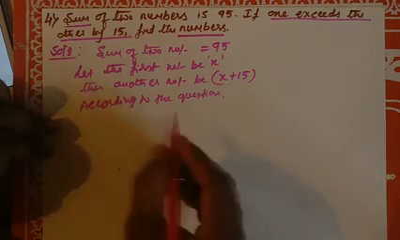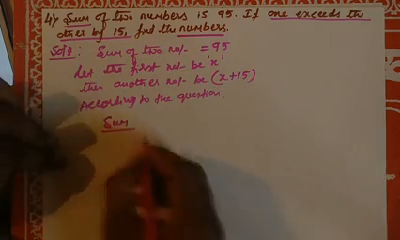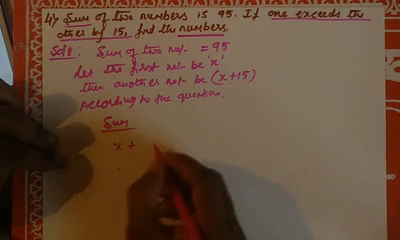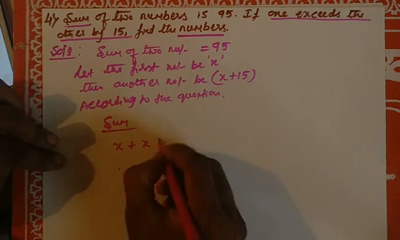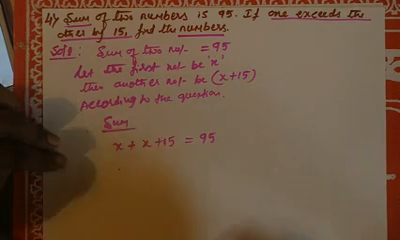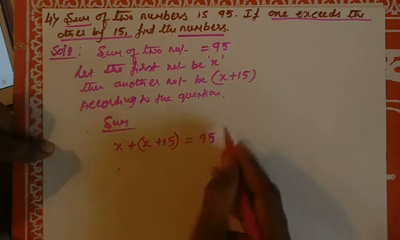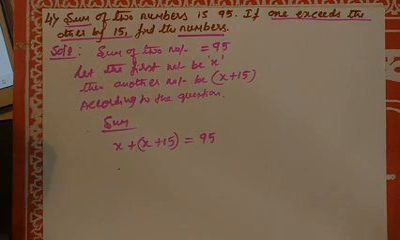Sum of two numbers, sum. X is the first number, the second number is x plus 15, which is equal to 95. Sum of two numbers, which is equal to 95. We have to take the statement like this.